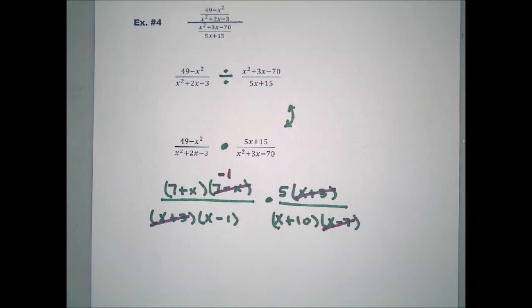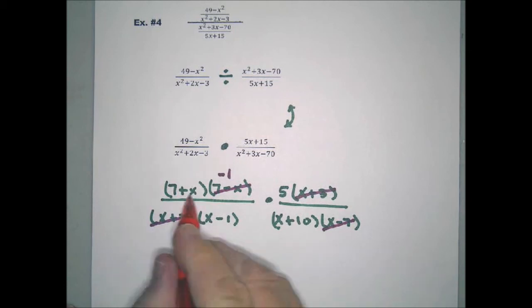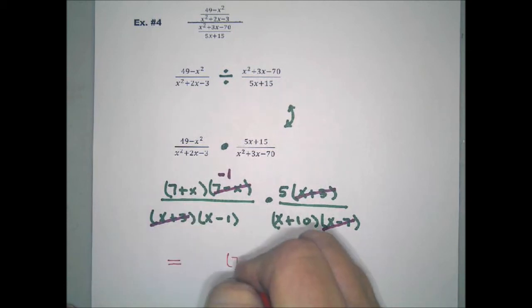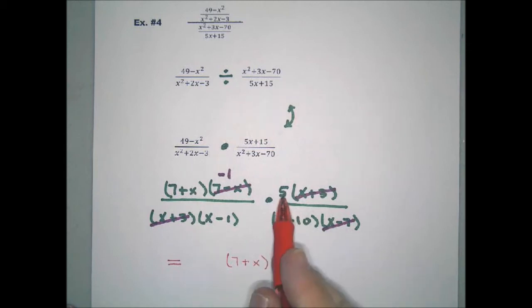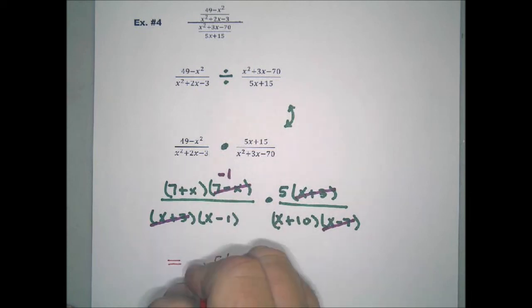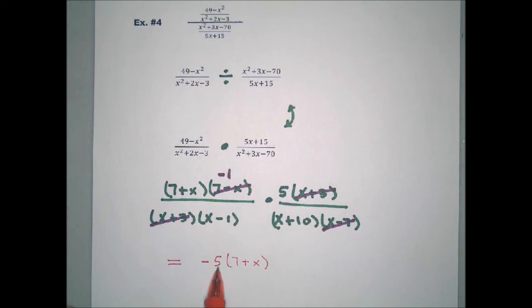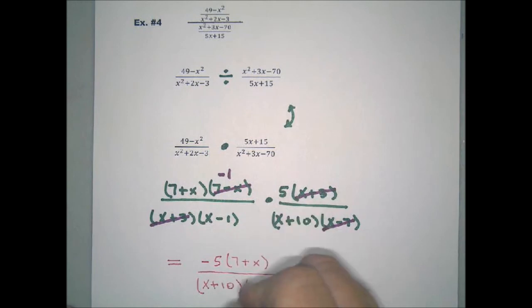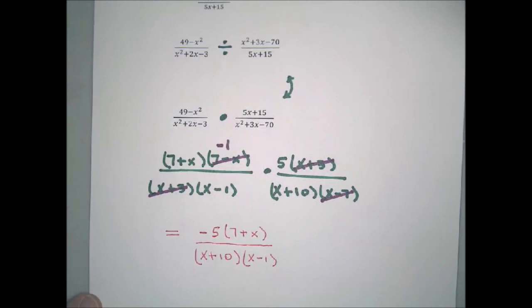And I think that's the best I can do, so now I'm just going to rewrite whatever's left in the problem. I've got 7 plus x on the numerator. I've got 5 on the numerator, but I also have a negative 1, so I'm just going to do this really easily and make that 5 a negative 5. That's the easiest way of dealing with that negative 1 over x plus 10 times x minus 1. And there's your answer to example number 4.